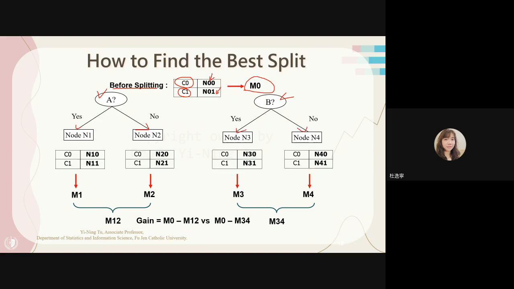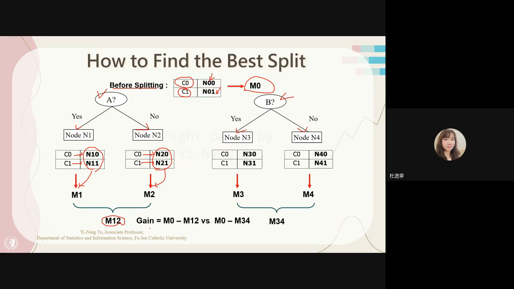Then we will find A will divide it into node 1 and node 2. And then we recalculate. In node 1, how many in C0? How many in C1? Then we will find the impurity M1. And the same. Compute the N2. We will find how many in C0, how many in C1. Then we will have the 2 instances. Calculate the impurity M2, right? So M1, M2 combined together is after splitting.